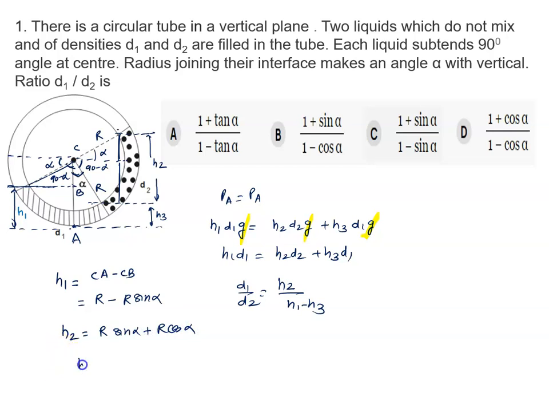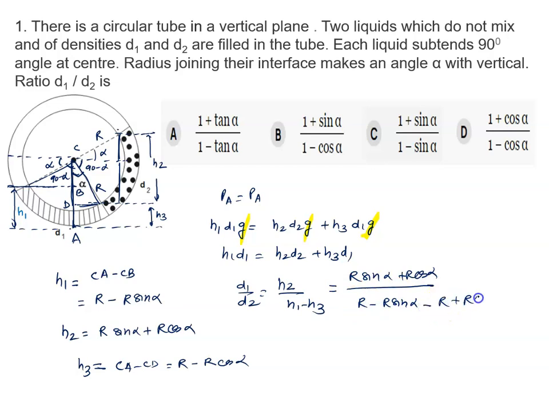Now we will calculate the value of h3. This complete height is R, and this is radius R. We draw the perpendicular, and we can easily write this side as D. So h3 is written as CA minus CD. CA is radius R and CD is given by R cos alpha. We put all the values here. h2 is R sin alpha plus R cos alpha, upon h1 is R minus R sin alpha, minus h3 is minus R plus R cos alpha.